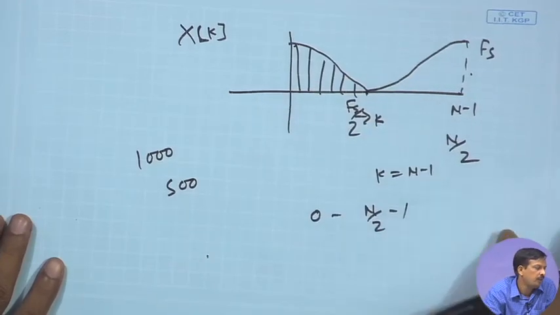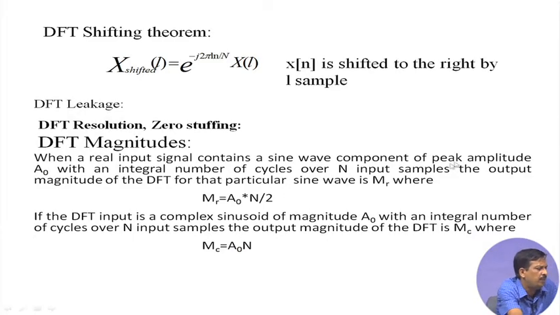Okay. Then DFT magnitude: when a real input signal contains a sine wave component with peak amplitude A0, and an integer number of cycles over N input samples, then the magnitude is A0 times N by 2. So, the amplitude of the signal will be magnified by N by 2 if it is a real valued signal. If it is a complex signal, it will be N. So, when you do the inverse DFT, I should normalize the amplitude by N by 2 if it is a real input signal. If it is a complex input signal, then it will be N.